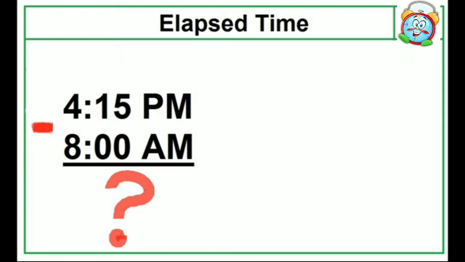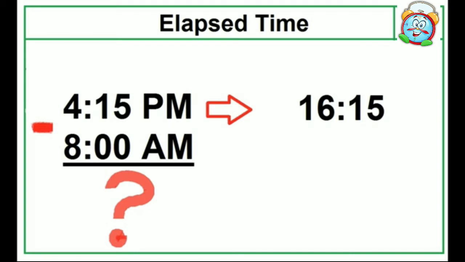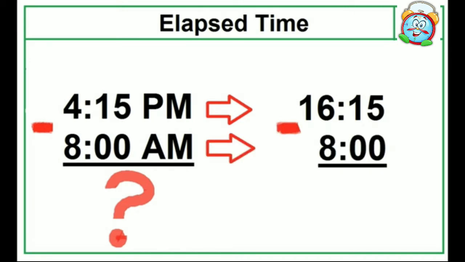Since we cannot immediately subtract 8 am from 4:15 pm, rewrite 4:15 pm to its equivalent number of hours by adding 12. 4:15 pm is just equal to 16 hours and 15 minutes. Now we can subtract 8 hours. 16 hours and 15 minutes minus 8 hours is just equal to 8 hours and 15 minutes.